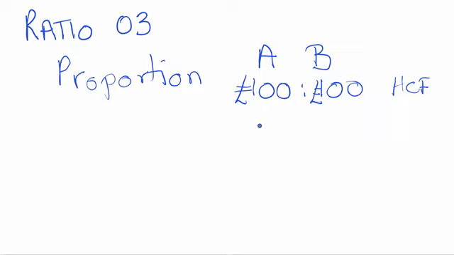So if I divide 100 by 100, I get 1. So the £200 in total has been shared out between two people on a 1-to-1 basis. That means that they get an equal amount.